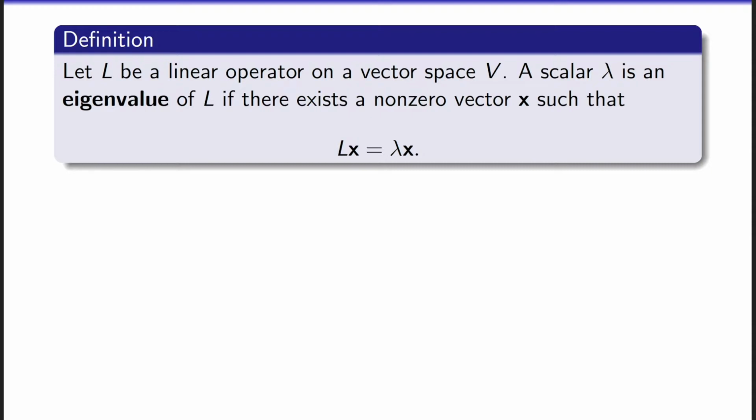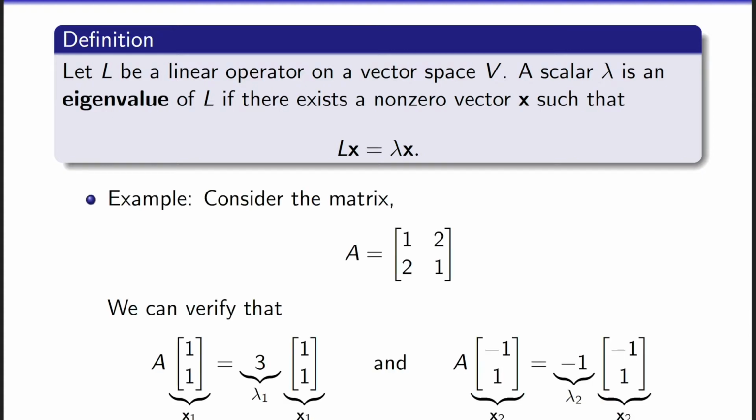The idea behind eigenvalues and eigenvectors is that there is a vector such that when L is applied to it, the vector does not change, except possibly to be scaled, that is stretched or shrunk in some way. But in general, the vector stays pretty much the same.